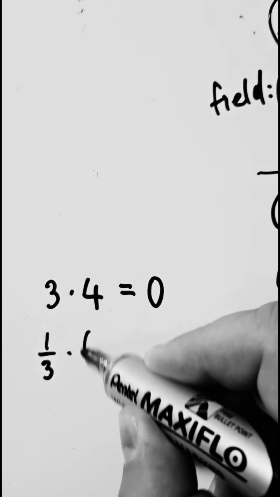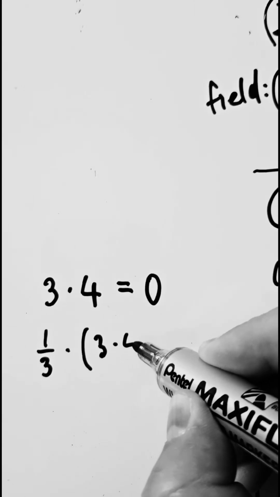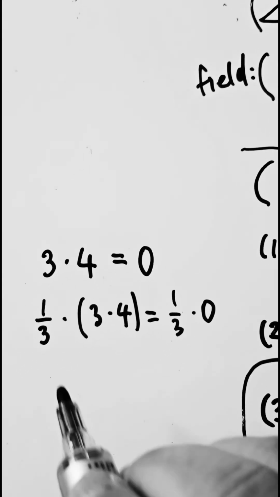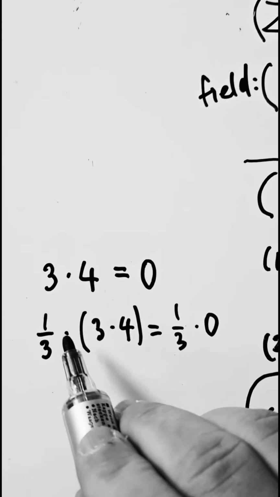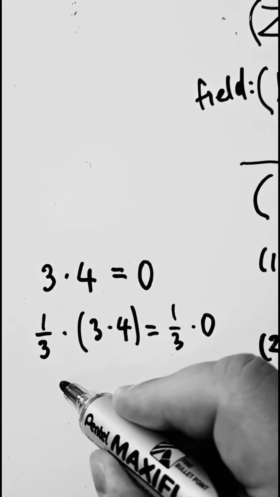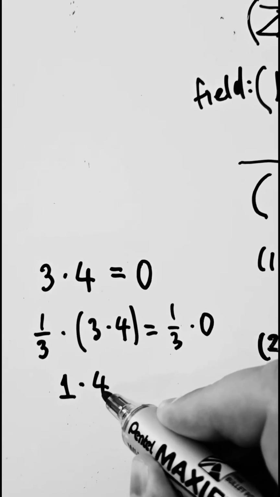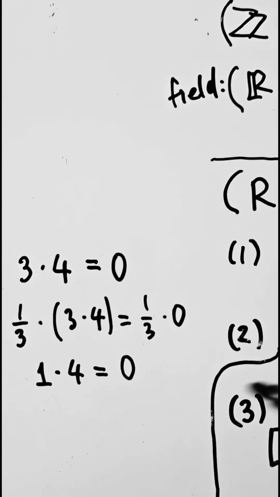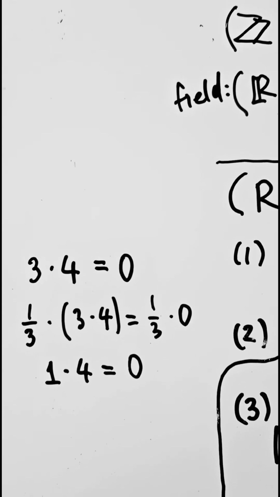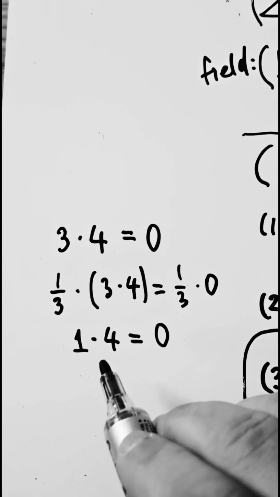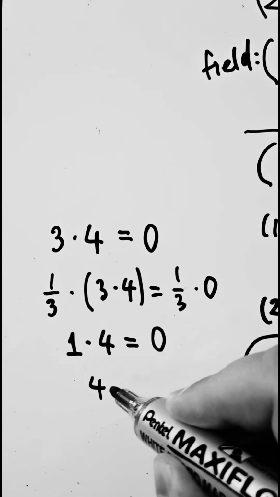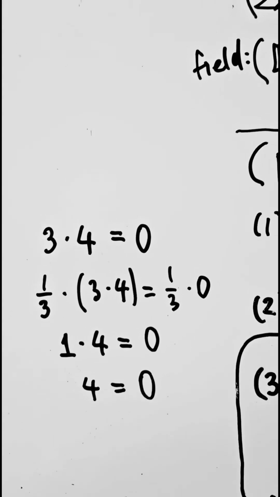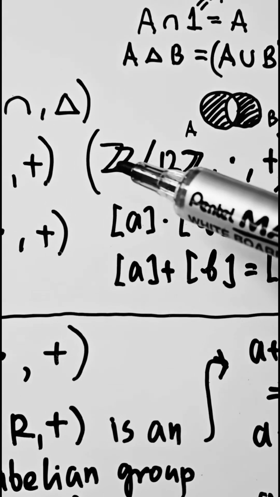But then if I multiply both sides of the equality above by 1 over 3, I would get, on the left-hand side, by associativity, I can group 1 over 3 and 3 together to get 1, the multiplicative identity. And on the right side, 0 times anything is always 0. This is something that can be proved in any ring, in fact. And then we will get that eventually, because 1 is a multiplicative identity, 4 equals 0, which is not true in integers modulo 12.